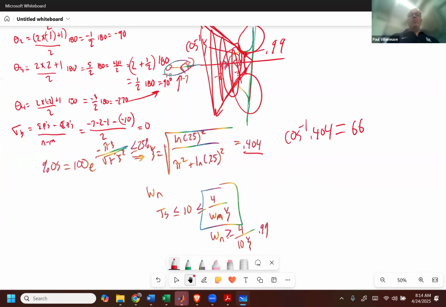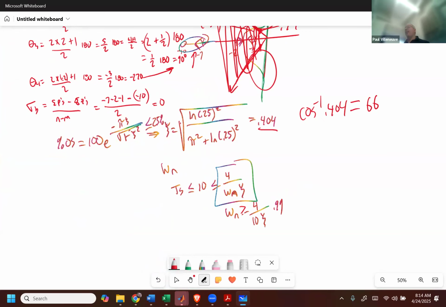And I didn't need you to do breakaway points or break-in points. I didn't need you to calculate the j omega axis because I wasn't looking for a full-blown root locus. I was really looking for what plots. So if you just did a rough sketch like I did here, that's perfectly fine.